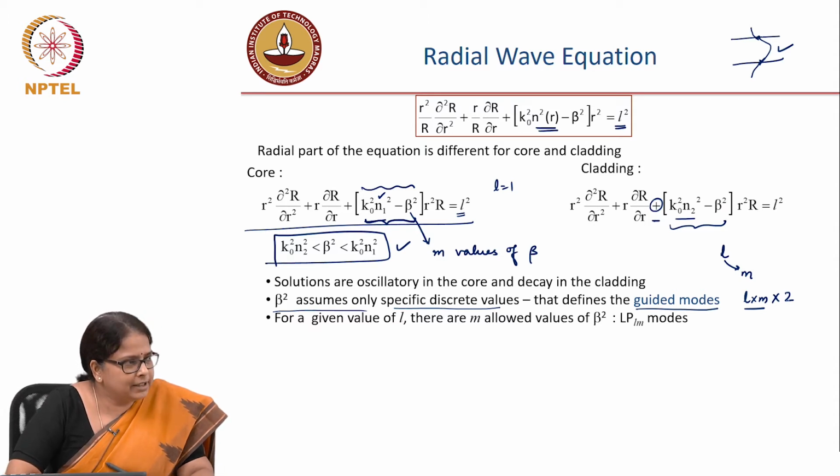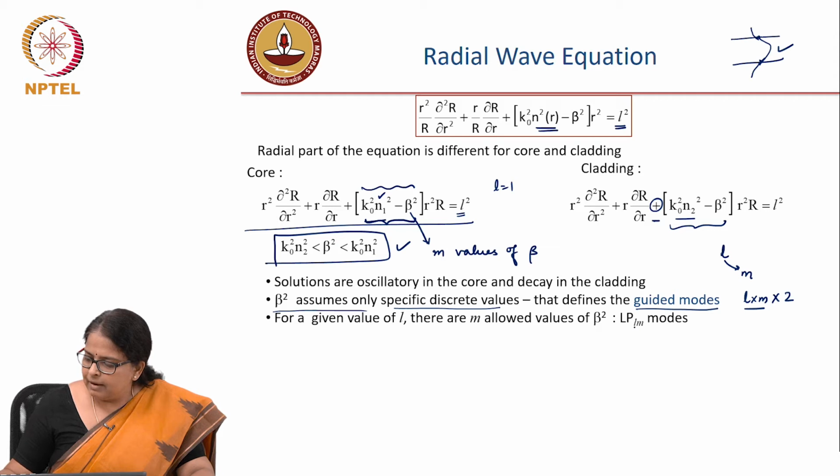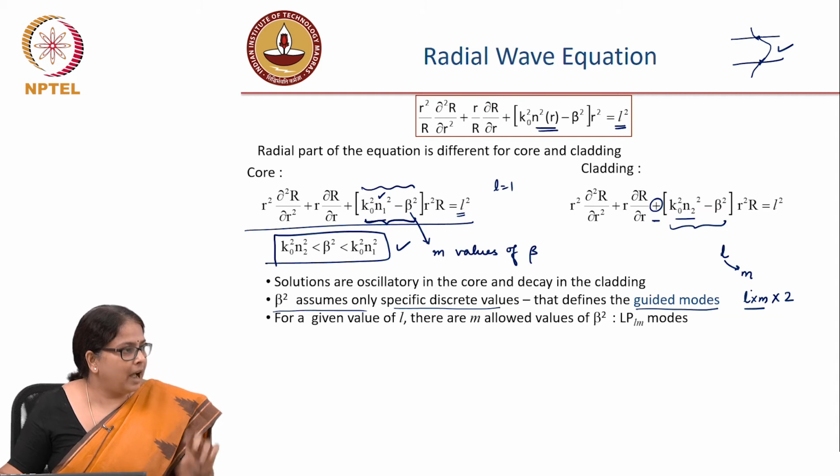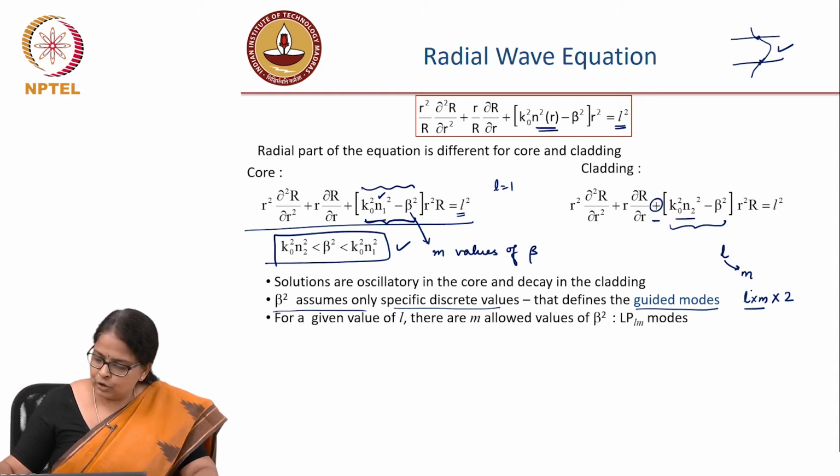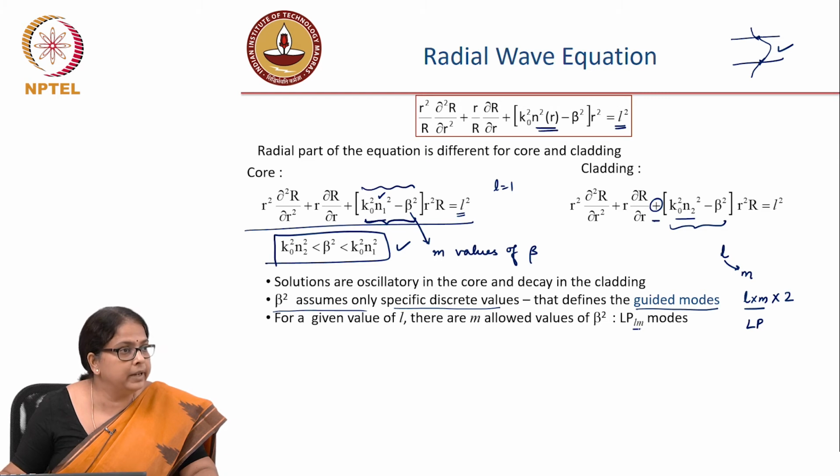So, the question is, will I get different values for each of these modes? Yes, I will get different beta values for each of these modes. The question is, is the degeneracy with respect to phi only, or is it with respect to r and phi also? So, for example, this gives rise to LP-LM. This is how we designate the mode number, LP-LM modes. LP01 mode, for instance, tells you that L equal to 0 and m is equal to 1.